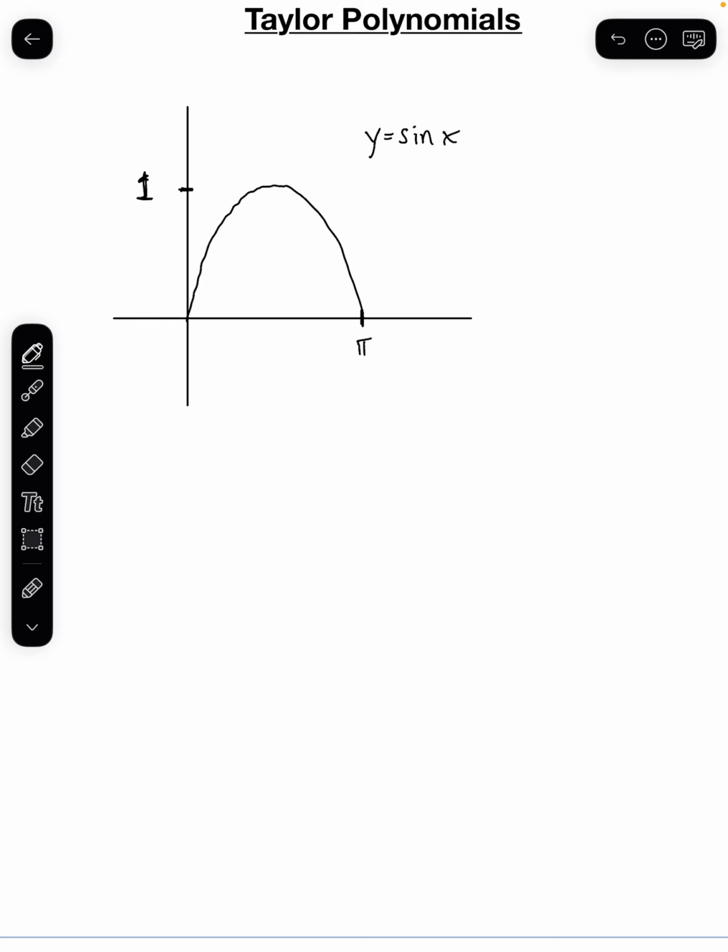In numerical integration, we used 3 different shapes to approximate the value of a definite integral. We used rectangles, whether it was left endpoint, right endpoint, or midpoint. We used rectangles. We used trapezoids. And then we used parabolas. We called that Simpson's rule.